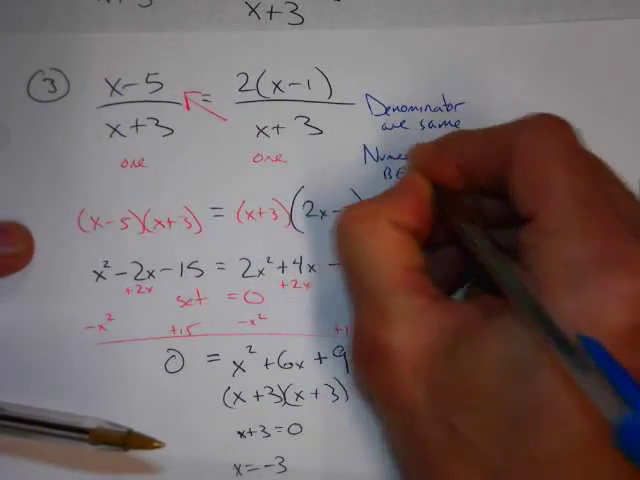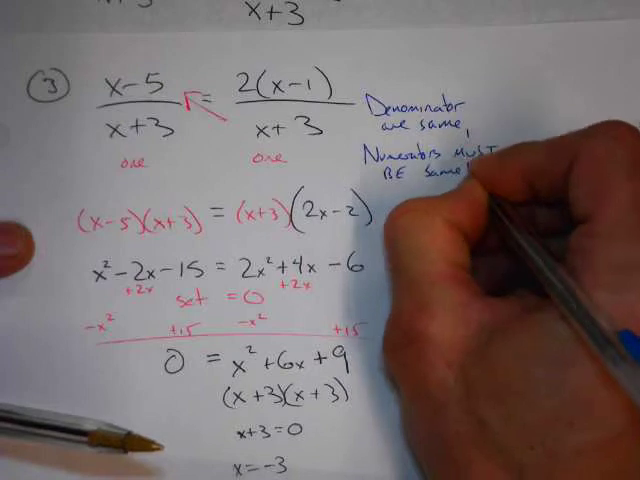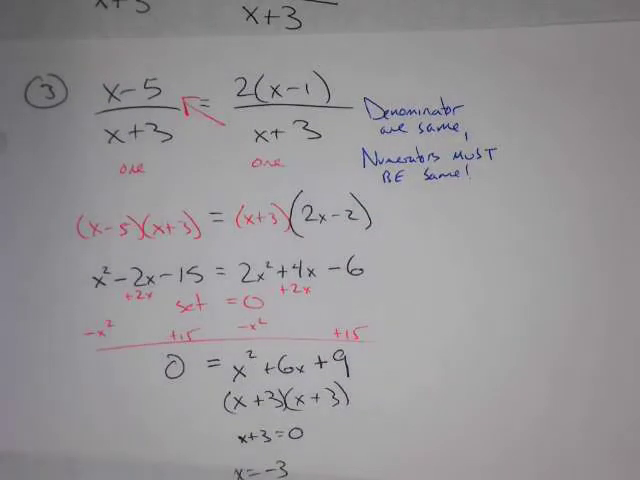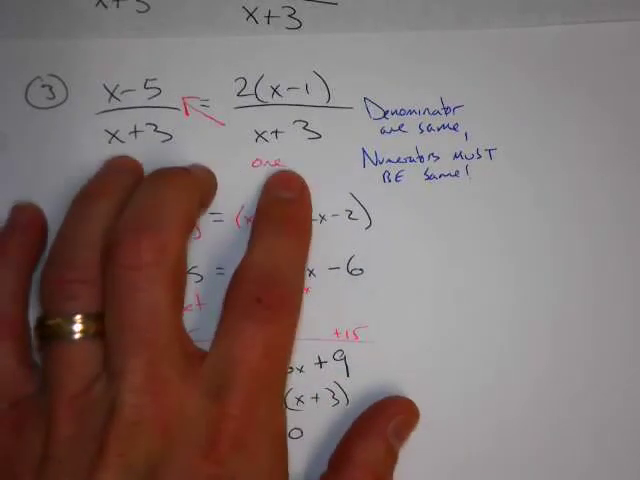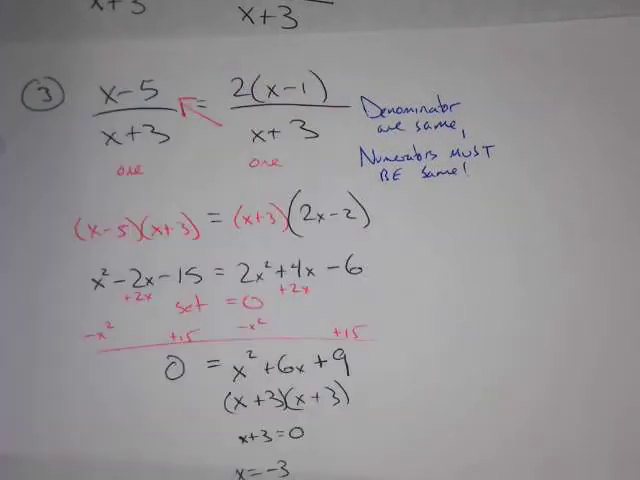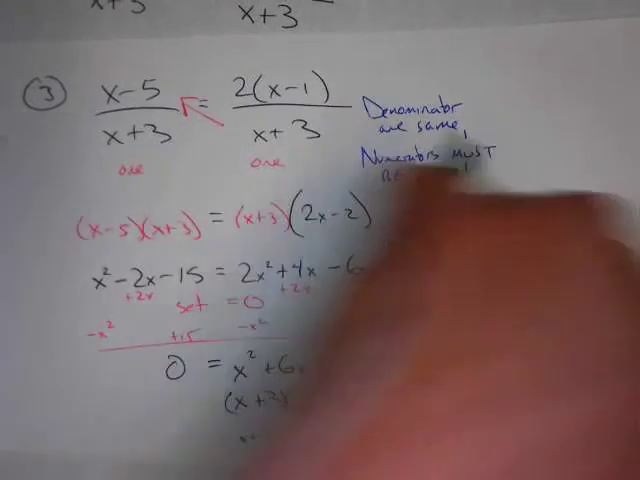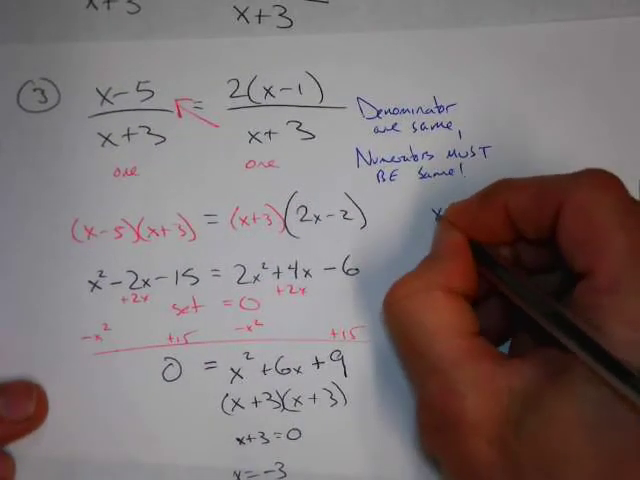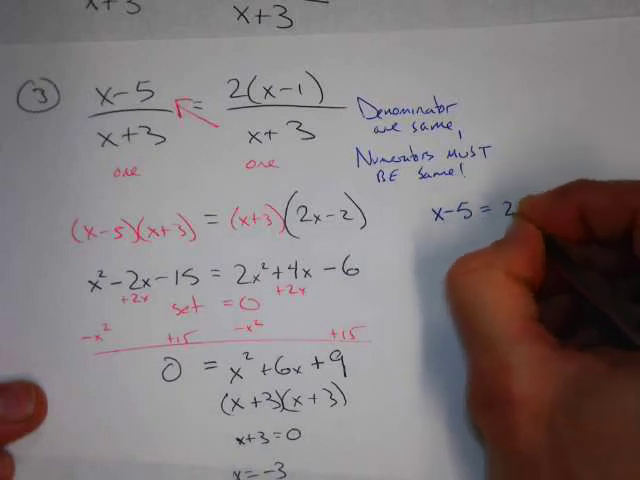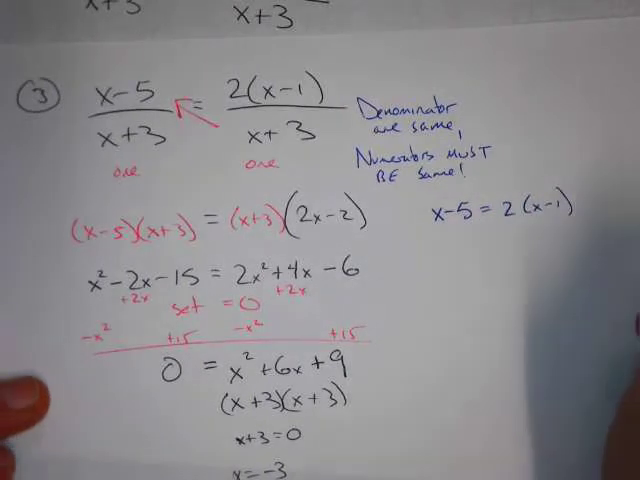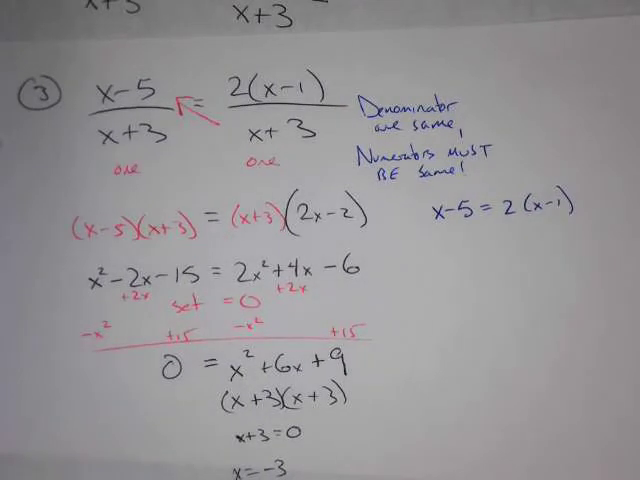So check that logical exercise out. If the denominators are the same, that means the numerators must be the same. What? Mr. Katz, that's crazy. Yeah, true. If the denominators are the same, the numerators must be the same. Therefore, my equation could quite have easily been x minus 5 equals 2 times x minus 1. I briefly ignored the denominator to solve for x, right? Because that's a logical operation.